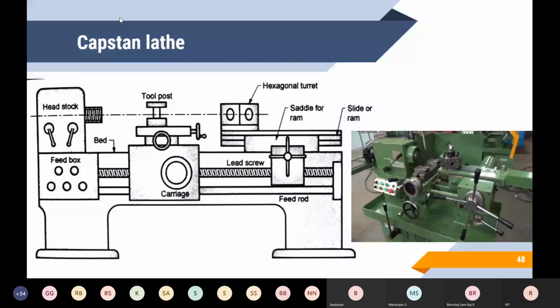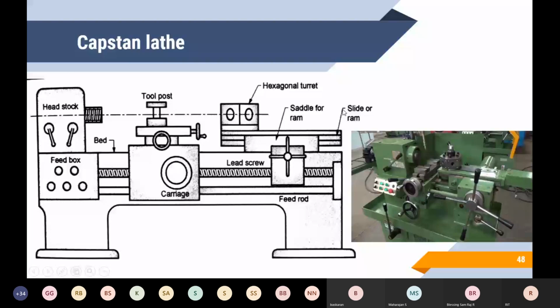Machining operations are done automatically. Functions other than machining, like loading and unloading of the job, positioning of the tool, and coolant operations, are done manually. That's why it's called semi-automatic. You see the major difference: there is no tailstock present in the lathe. There is a major difference between the capstan lathe and the turret lathe. The capstan stud is directly set on the sliding ram and then set on the saddle. That is the difference between the capstan and the turret.